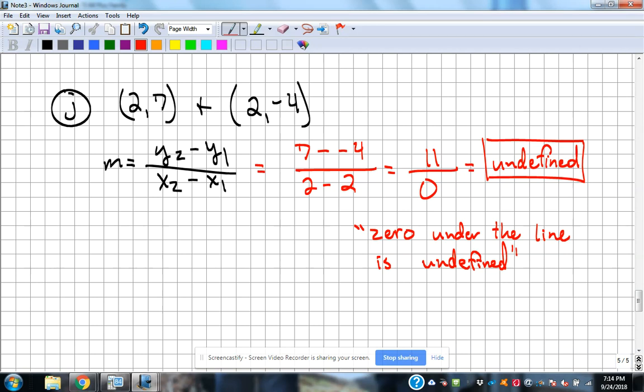0 under the line is undefined. 0 when you're doing slope, 0 on the bottom is undefined. 0 under the line is undefined. I hope you remember those.